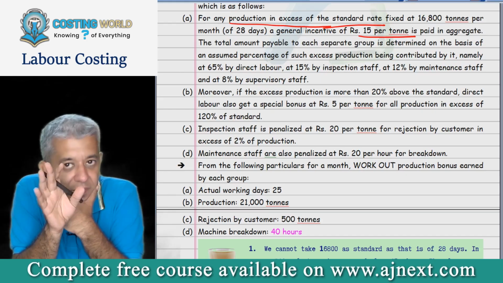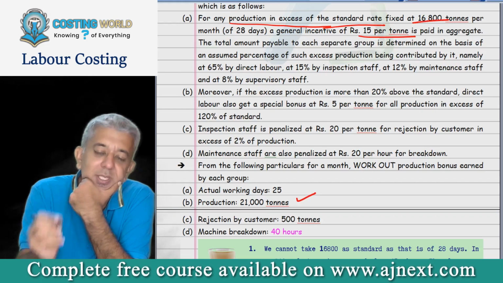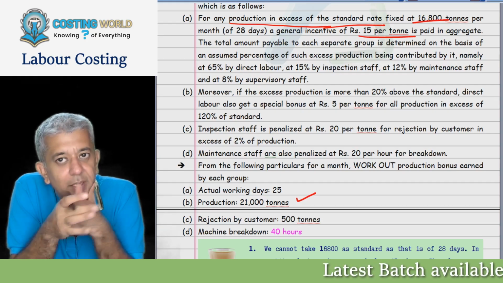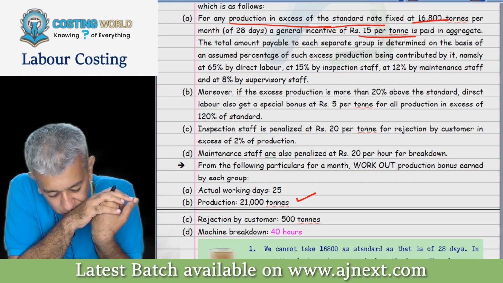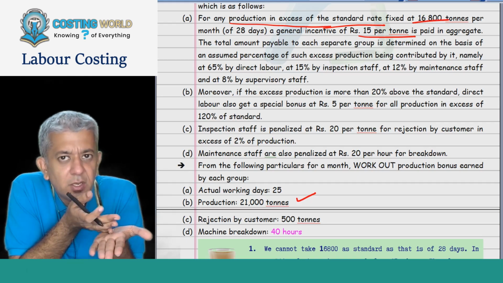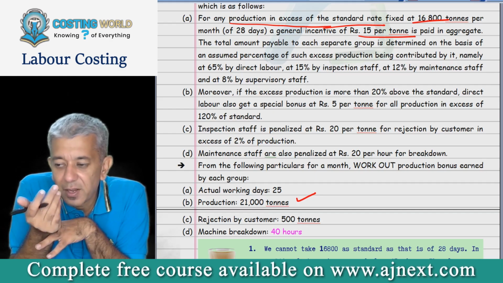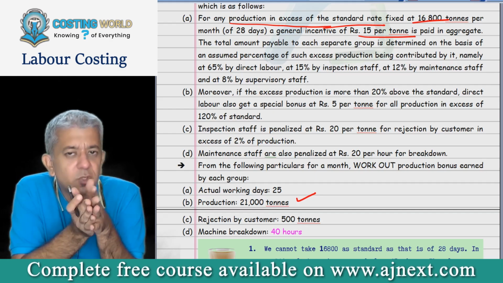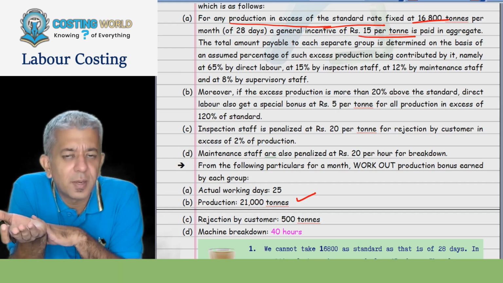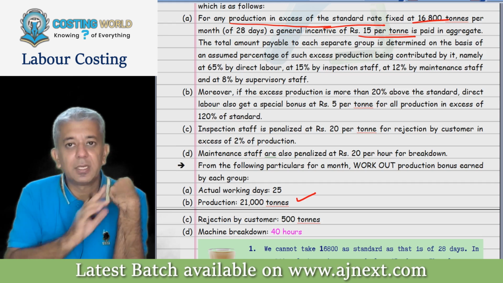But one thing everybody should understand, you cannot do 21,000 minus 16,800. Tell me the reason why. Number of days are different. 16,800 was the standard fixed for 28 days. But if the factory has opened for a lesser number of days, it's not the workers' fault. There could be holidays in that particular month and so on.